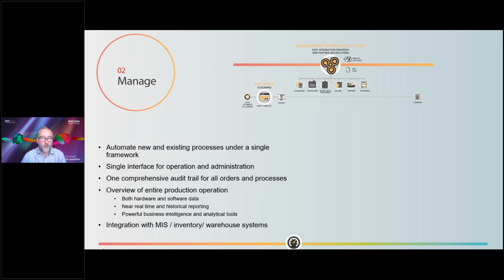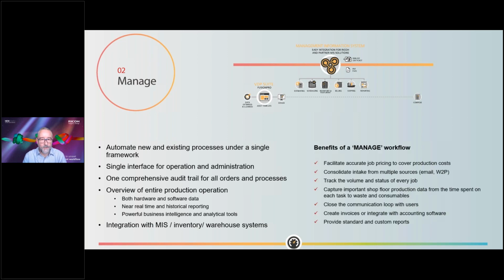And when this is coupled with Rico Supervisor, you have access to data from the entire production operation, both hardware and software. With dashboards showing near real-time and historical data and a powerful business intelligence engine, Rico Supervisor converts operational data into actionable analytics and provides insights to help you optimize your print environment.